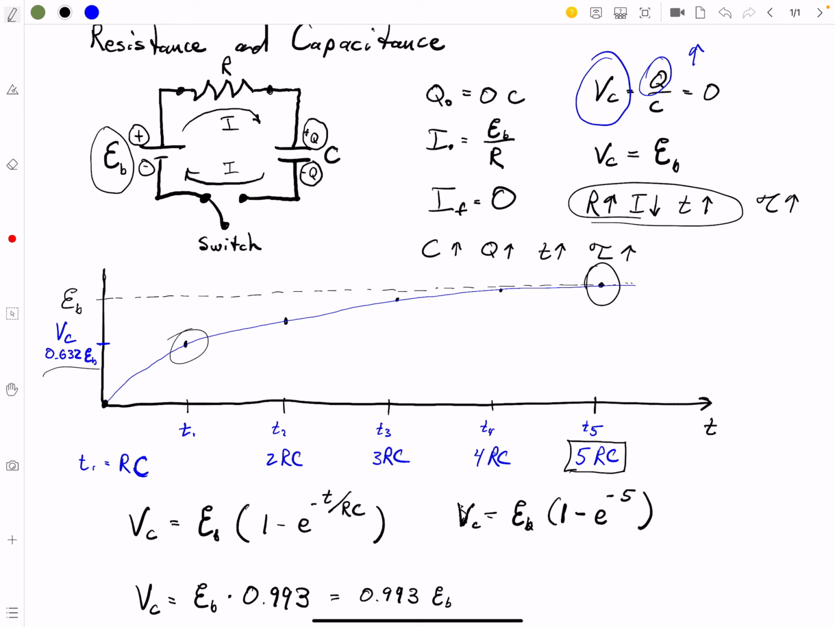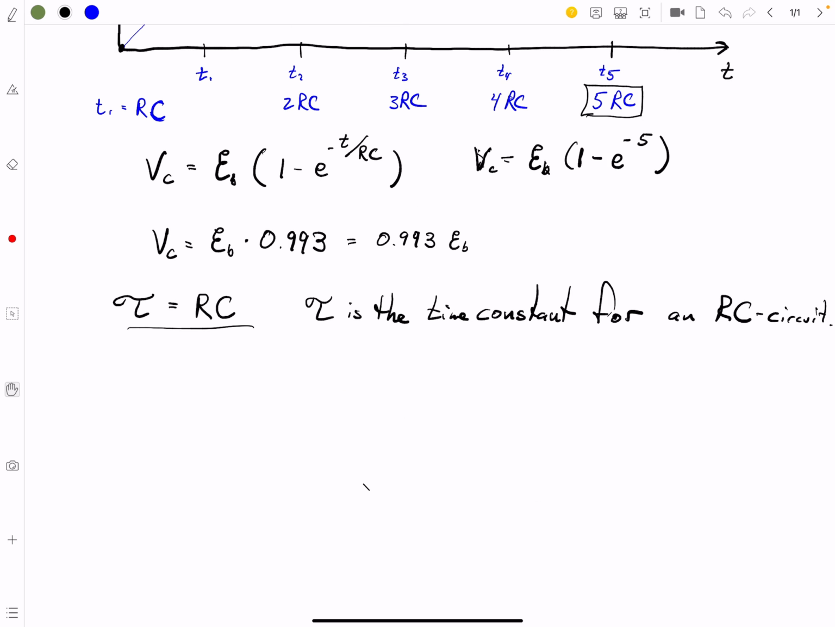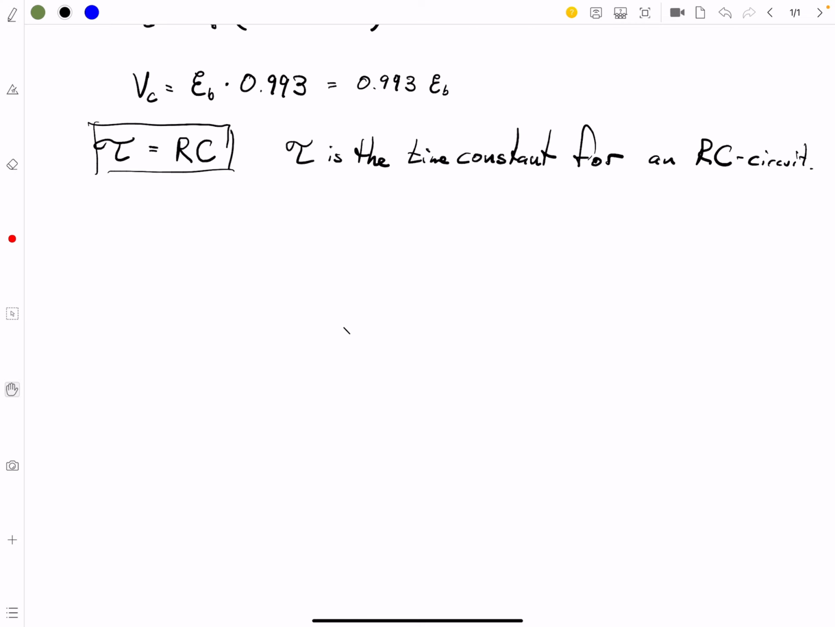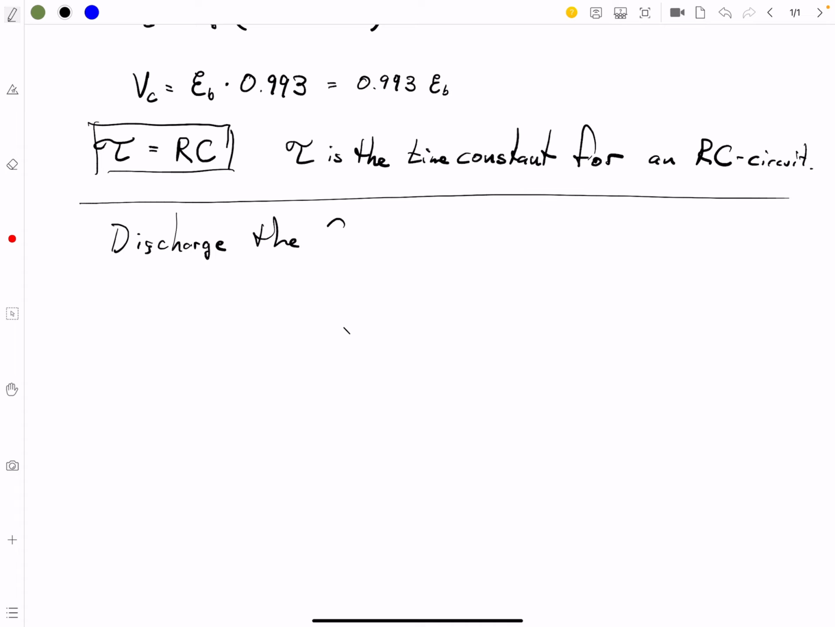So they're both directly proportional. Time is directly proportional to the capacitance and to the resistance. So it totally makes sense, and we're going to leave it at that. Let's look at discharging. So now we're going to discharge the capacitor.